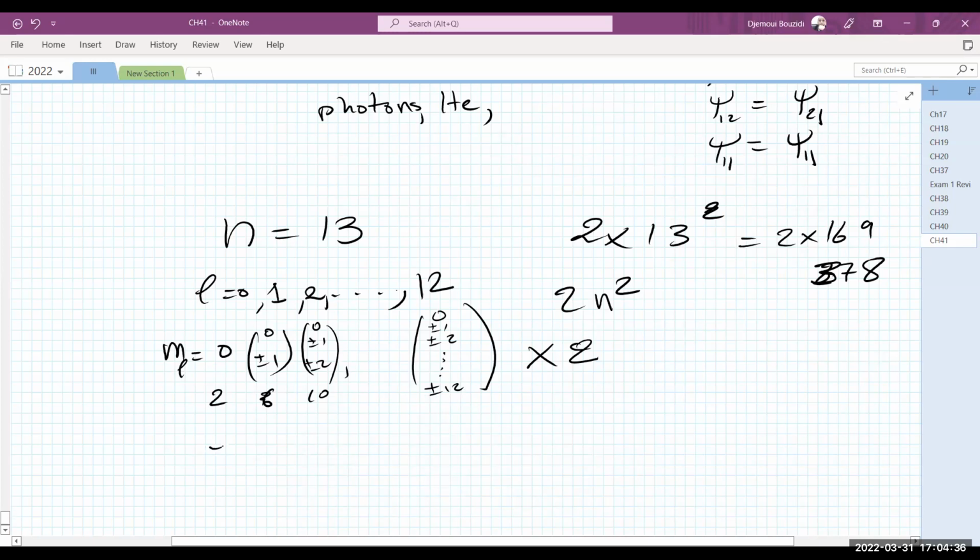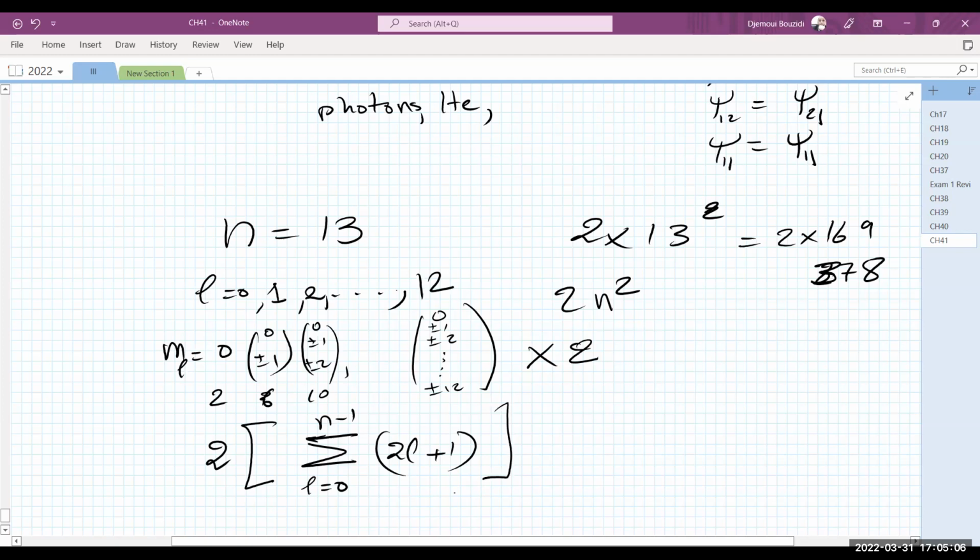So the number of allowed states is going to be 2 times the sum from l equals 0 all the way to n minus 1, where n is the number that was given to me, of 2l plus 1. Because as you can clearly see, when l is equal to 0, I only have 1. When l is equal to 1, I have 2 times 1 plus 1, which is 3. And so on and so forth. 2 times 2 is 4 plus 1 is 5. So that's the number. But don't forget the 2 that is coming from the spin, that's all. So this is the formula really I have to do.